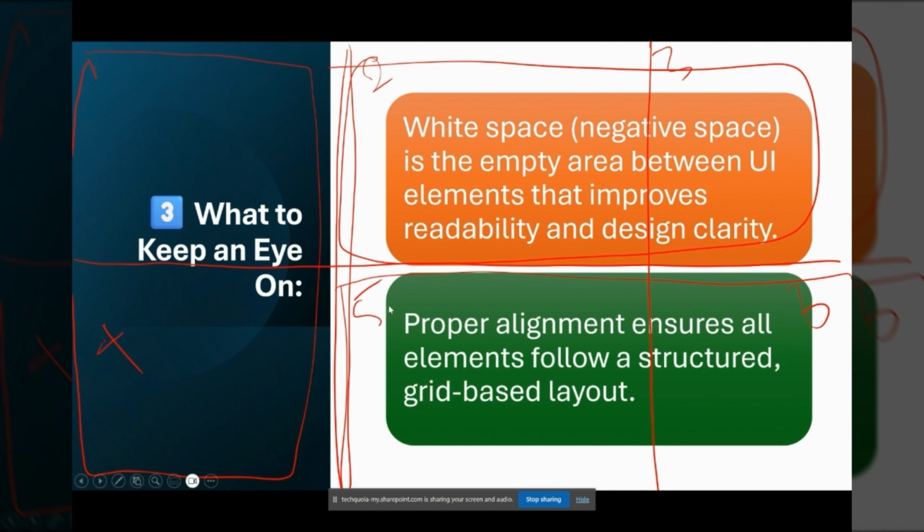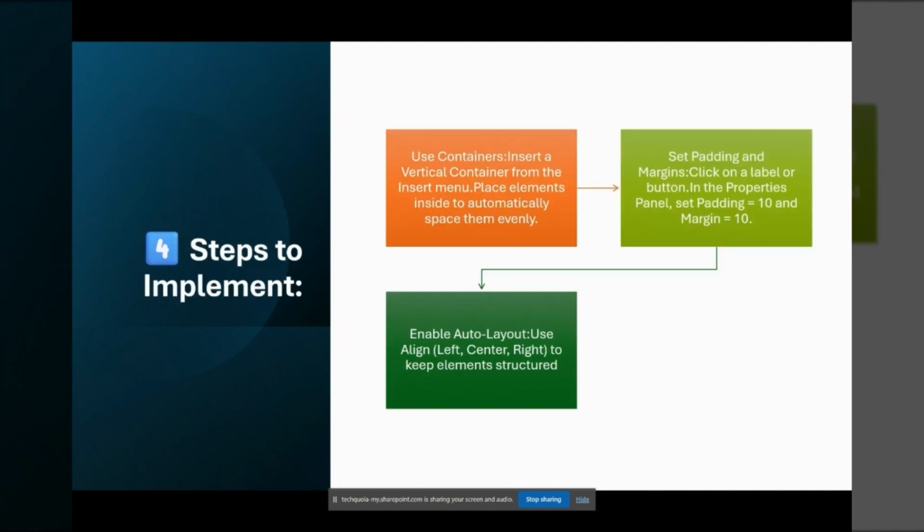When you're building, you just try to break the components of your screen into grid layers. Then the steps to follow for inserting, because we would be briefly working on a quick project just to demonstrate this aspect, and we'll definitely use containers to insert. We're going to insert a vertical container from the insert menu. We're going to place elements inside to automatically space them evenly.